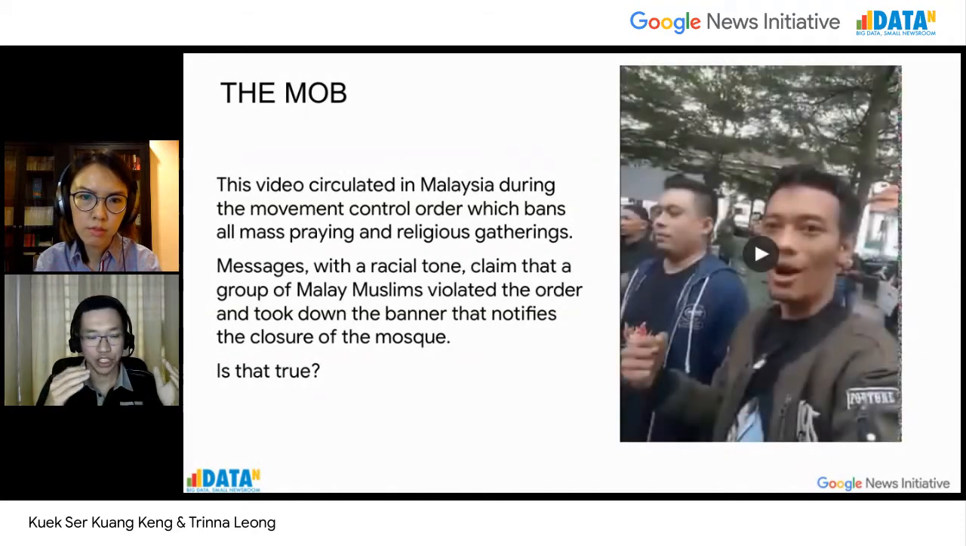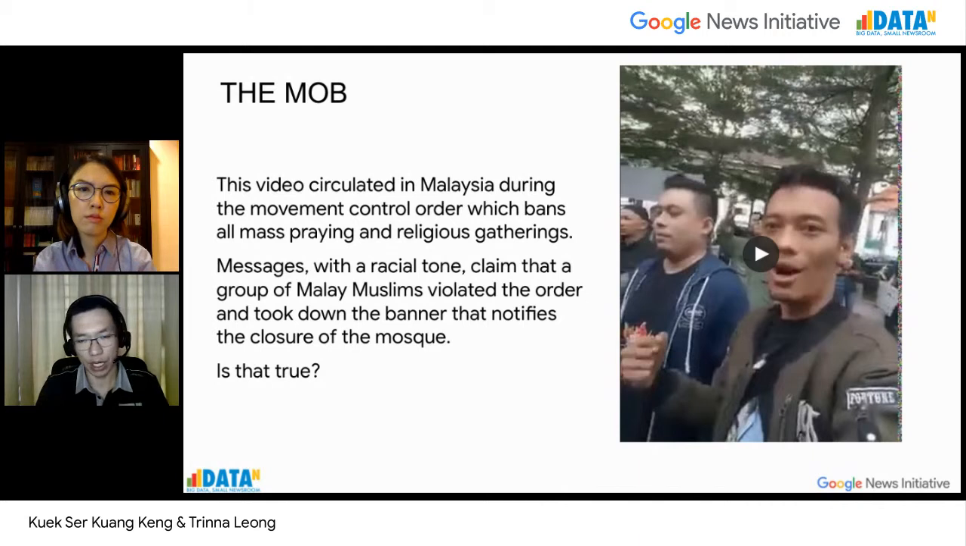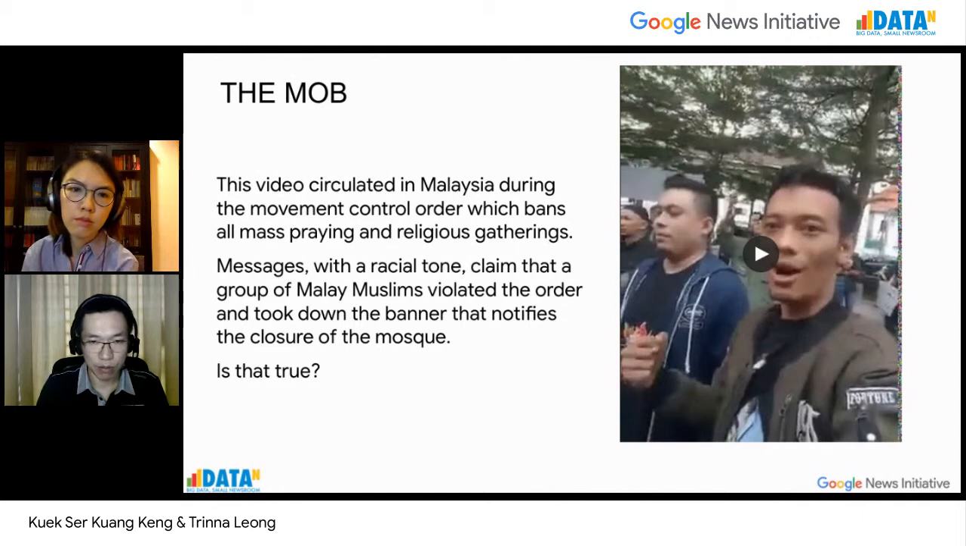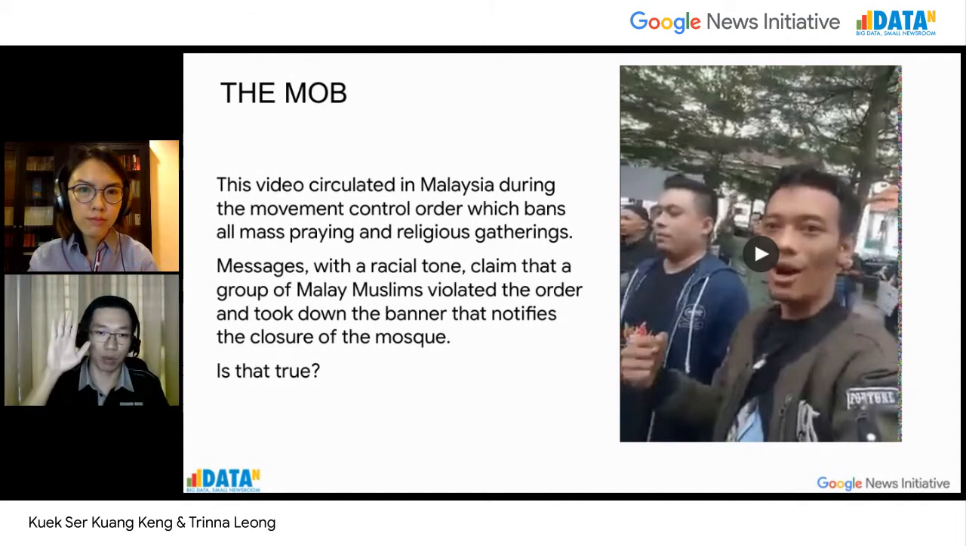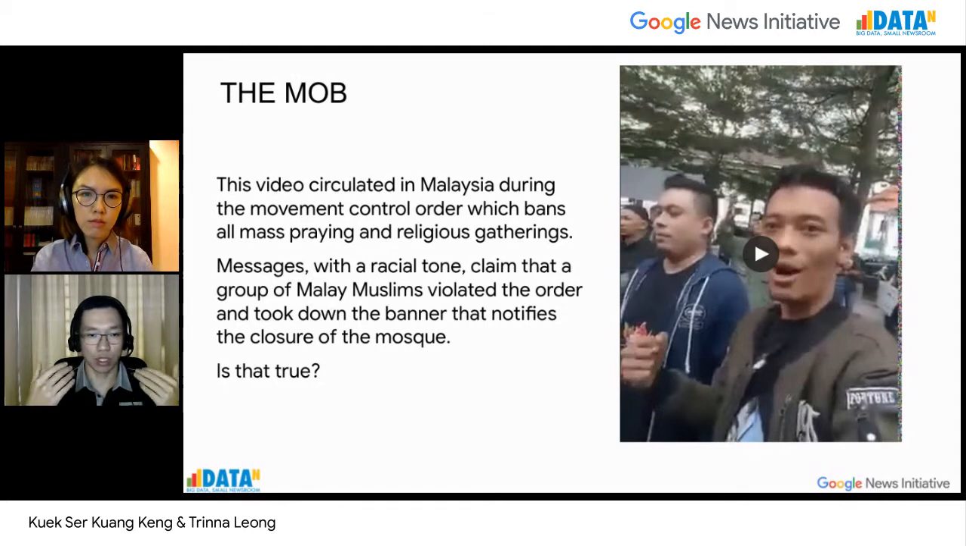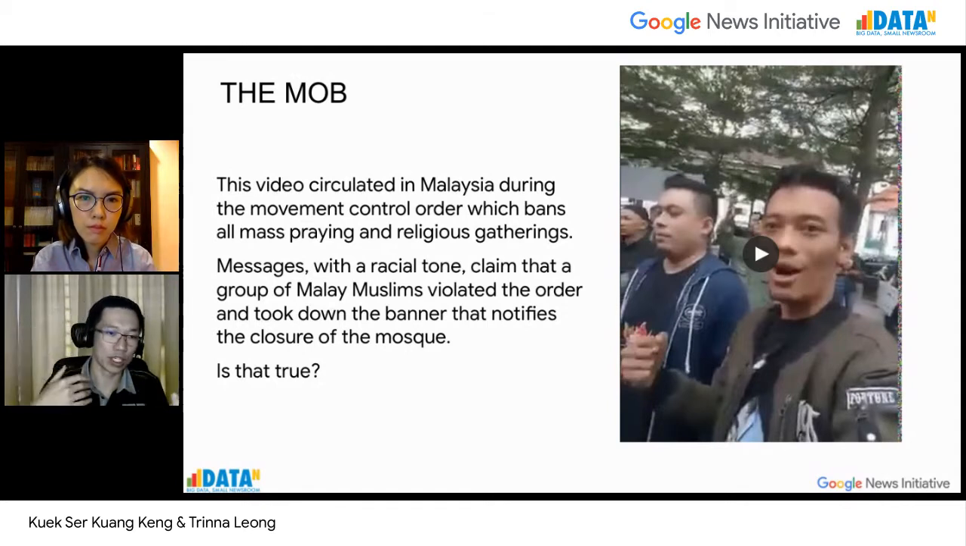So again, the message that came together with this video claimed that this happened in one of the mosques in Malaysia. So the story went like this: these people are publicly defying the ban, defying the Movement Control Order, and there was this huge notice hanging at the mosque, telling people that the mosque has been closed for any mass praying sessions. But these people were not happy, and they went ahead and took down the notice, and they were shouting slogans and things like that.